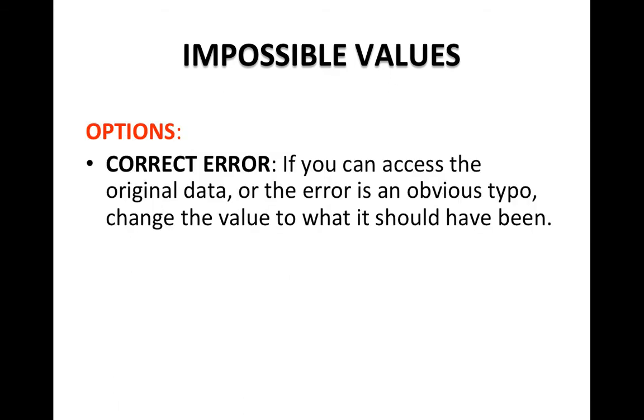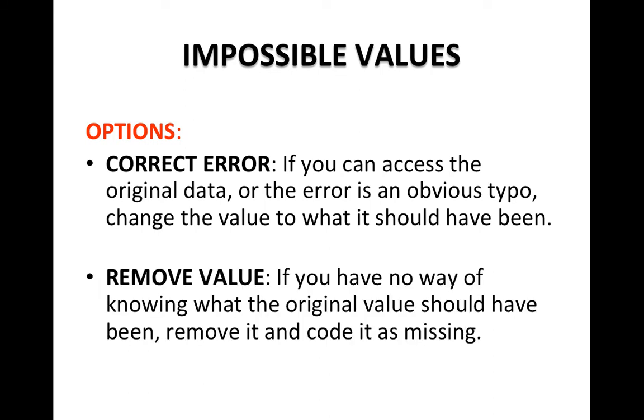What you can do if you run into any problems like this is, if you have access to the original data, or if the error is an obvious typo and you know what should have been there, you can actually just make the correction. However, if you have no way of knowing what the value should have been, you should remove it and code it as a missing value. For example, let's say that it should have been a 5 and for whatever reason you have a T. Then you can probably assume that's just a typo on the keyboard since the 5 and the T are next to each other. However, if you really have no way of knowing, you should just remove the value.